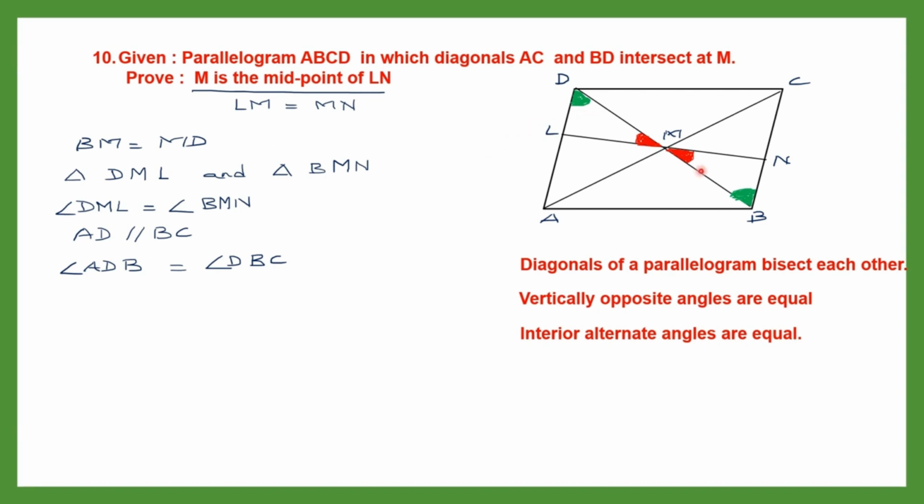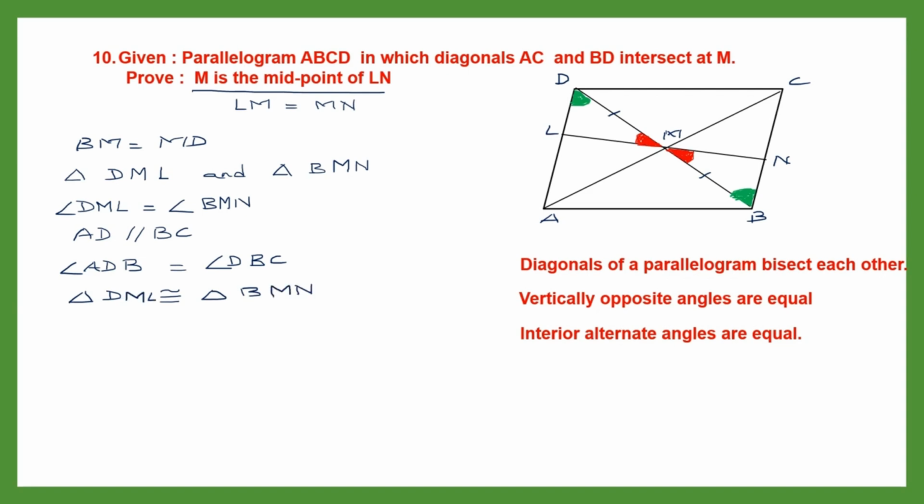So now we have two angles here that are equal, and these two angles are equal. Now this side and this side, we said in the beginning itself that they are equal. So now you can use one of the rules of congruency. Here we have angle, side, angle. Here also angle, side, angle. So we have proved these two triangles to be congruent to each other. That is, let's write it down: triangle DML is congruent to triangle BMN.